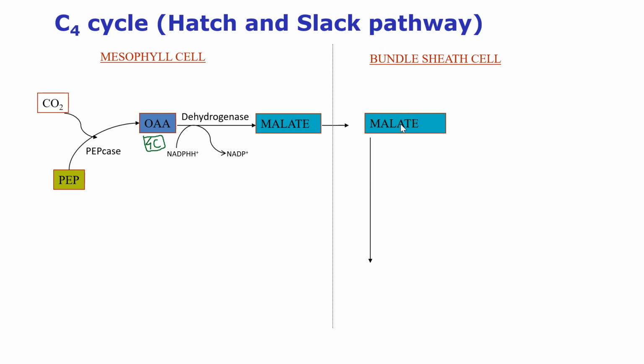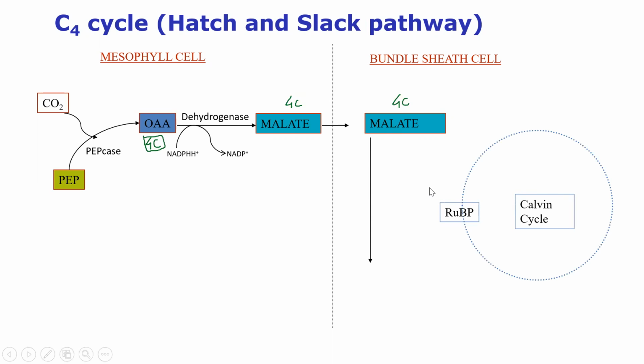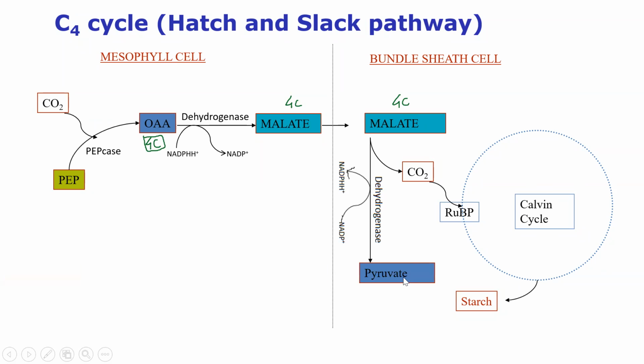So once the malate comes over here, malate will undergo decarboxylation. Now it's very clear that malate is also a 4-carbon compound, right? So it will undergo the process of decarboxylation. The CO2 that is released due to decarboxylation is accepted by RuBP. And within the bundle sheath cell, the Calvin cycle will run, resulting in the formation of starch. So out of this 4-carbon, one is coming out as CO2, and the other 3 form a pyruvate.